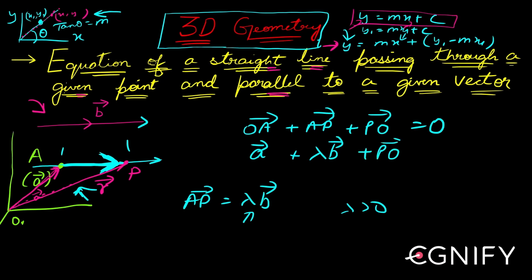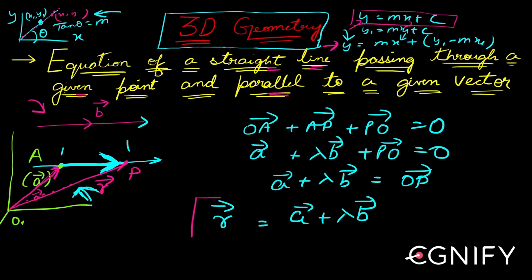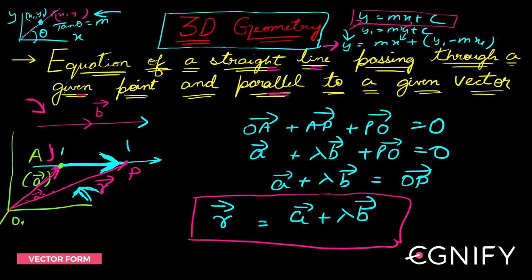This plus PO bar should be equal to 0. Now I'll take PO bar to that side. So finally what you'll get is a bar plus lambda b bar. If you take PO bar to that side, it will become OP bar. What is your OP bar? OP bar is your r bar. So finally you have got r bar is equal to a bar plus lambda b bar. And this itself is the equation of the straight line which is passing through your given point and is parallel to a given vector.